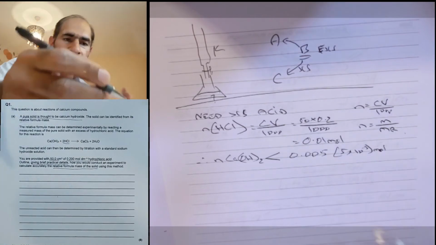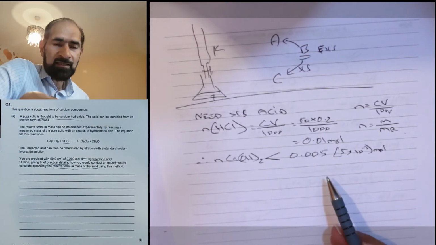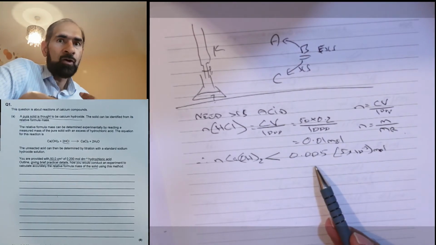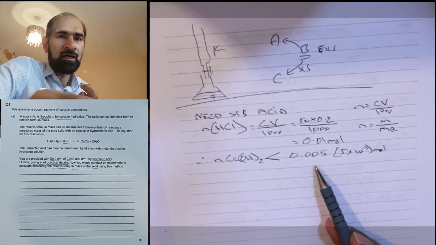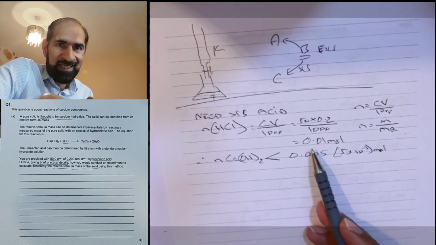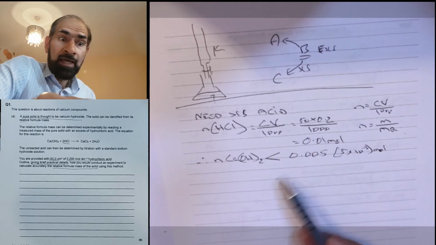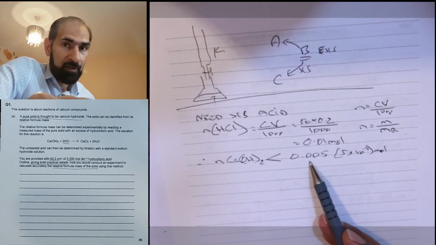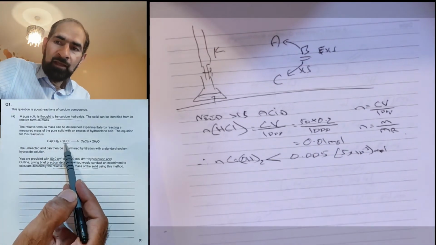You don't need to write both, but anyway. So that's the moles of calcium hydroxide I need to react with the acid that they've given me. It can't be more than this. Remember, in the equation, they react 2 to 1.